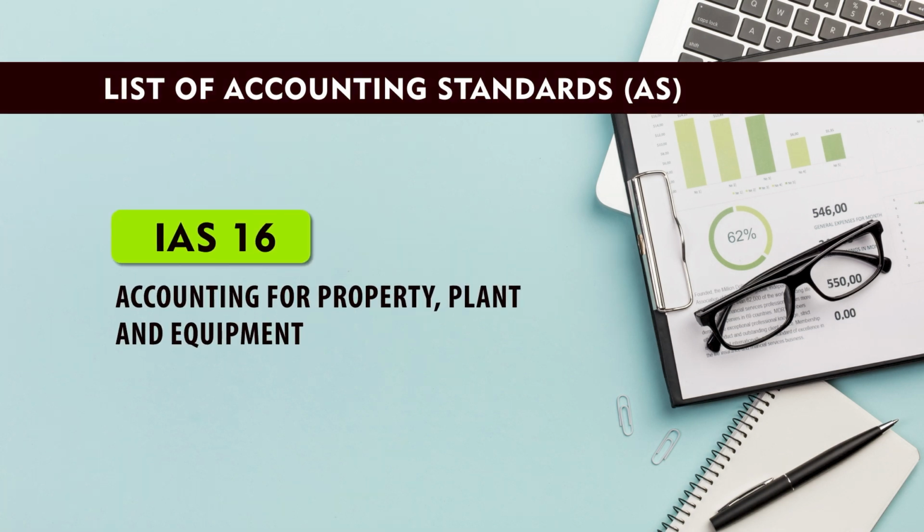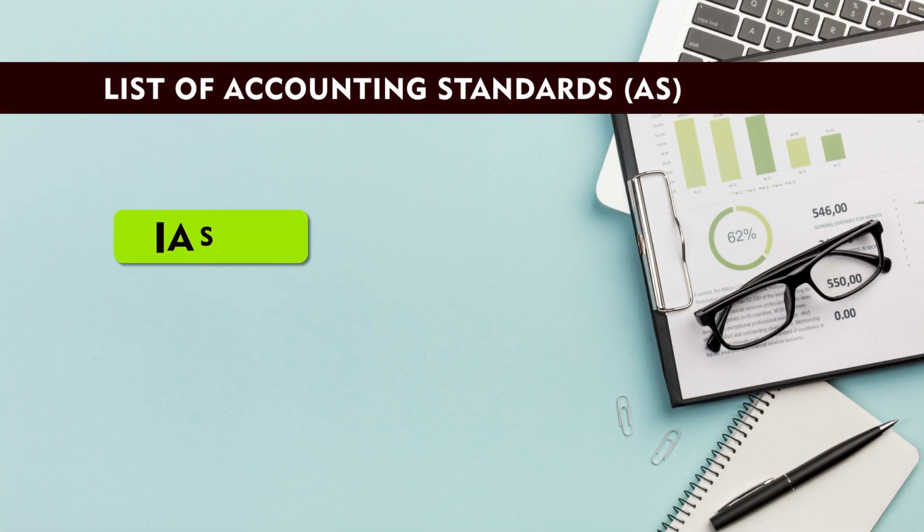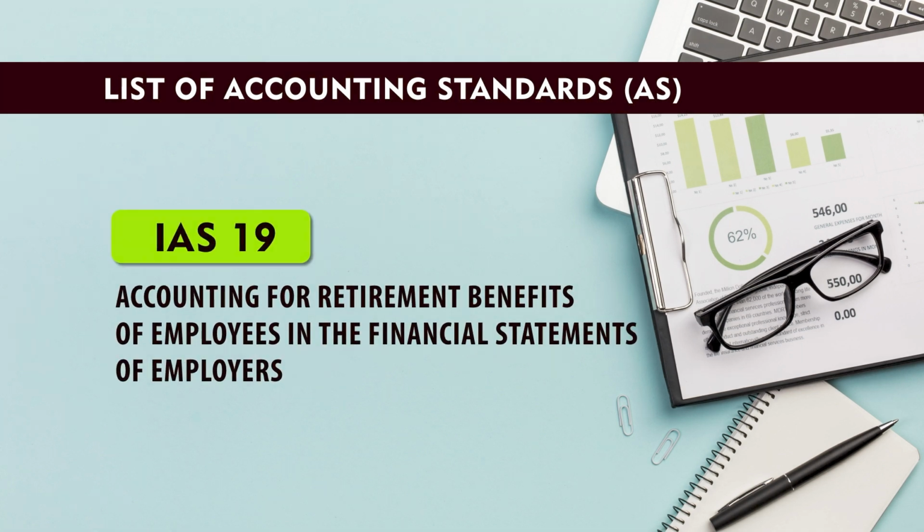Next one is IAS 16. So IAS 16 meant for accounting for property, plant and equipment. IAS 17. So IAS 17 stands for accounting for leases. IAS 18, it stands for revenue recognition. Then next one is IAS 19. So IAS 19 stands for accounting for retirement benefits of employees in the financial statements of employer.